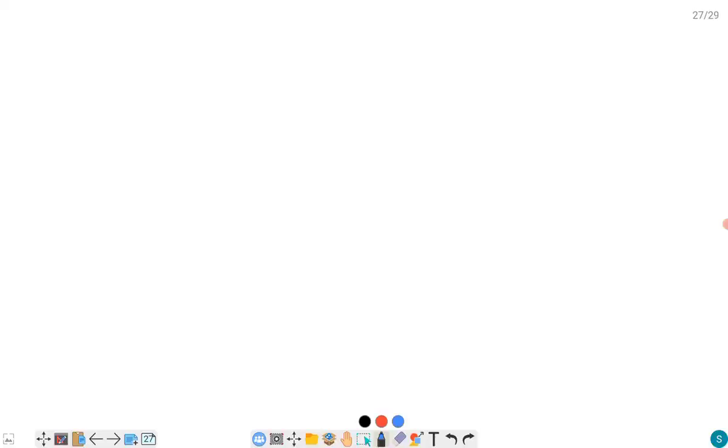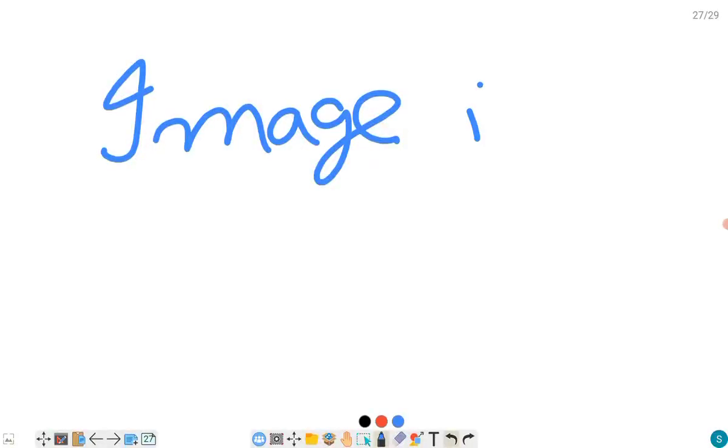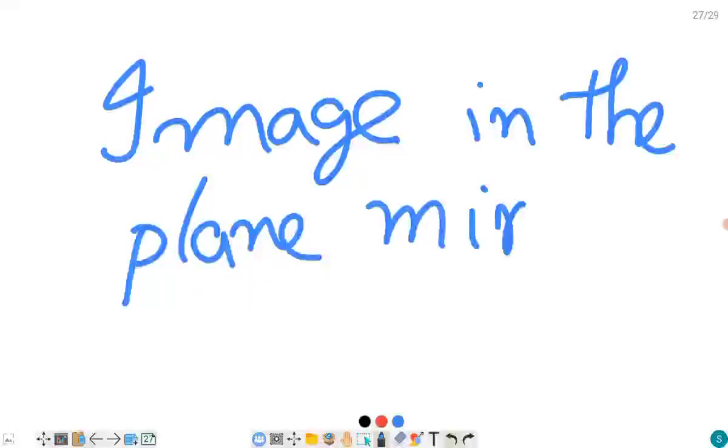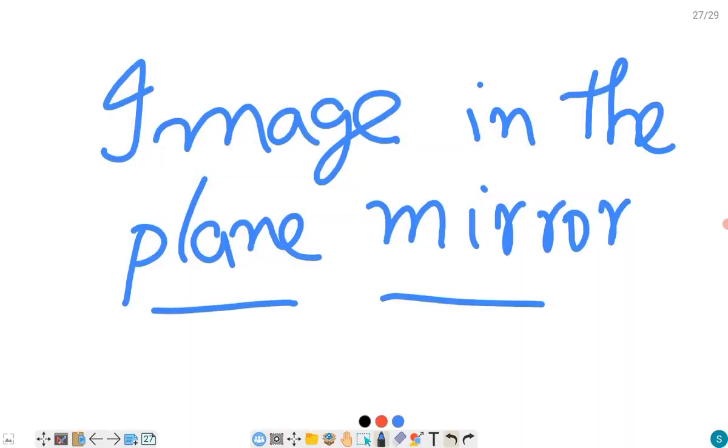Reflection. How can we see our image in the plane mirror? We can see our image, correct? And that will be the same as us only, correct? Then what is required to get the image in the plane mirror, we will see.